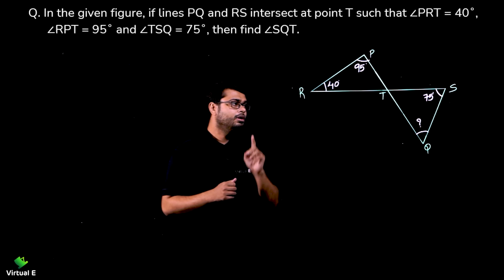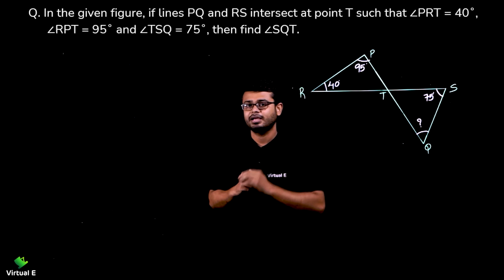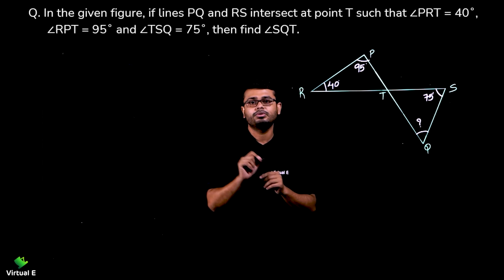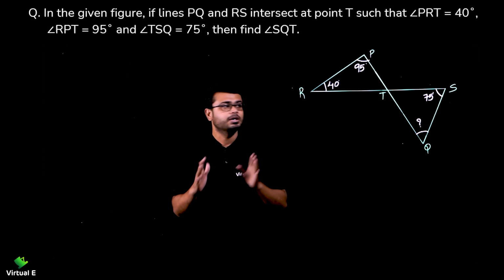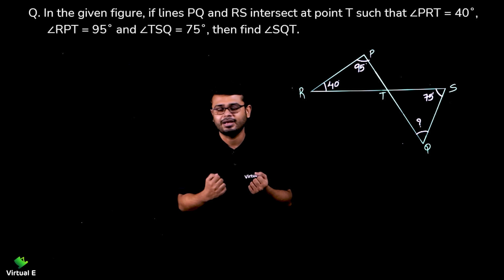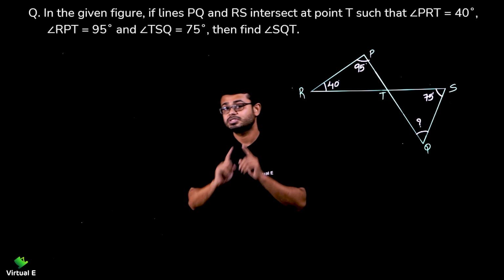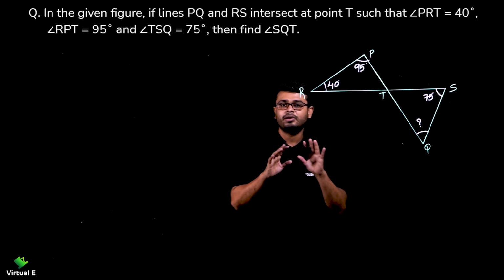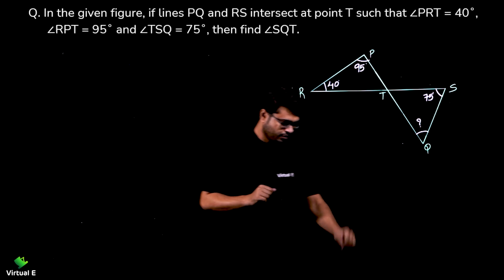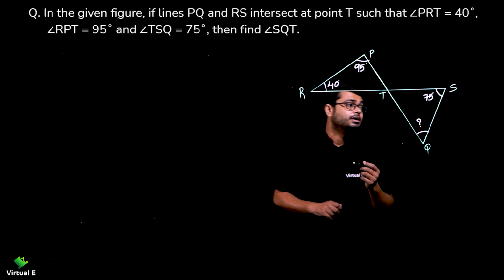Now observe one thing over here, that we are not having any parallel lines. So we are not going to use any property related to parallel lines. We cannot use it because we don't have any parallel lines. Don't assume that RP and SQ are parallel, unless it is given in the question. So we don't have parallel lines, right? But we still want to find this one. Now, how can we do that?